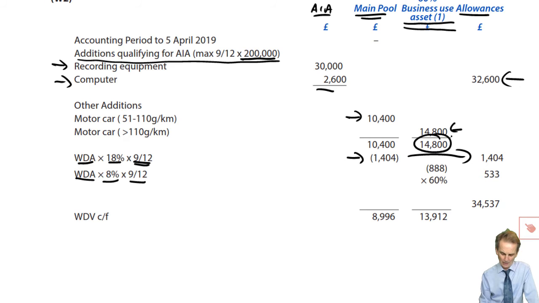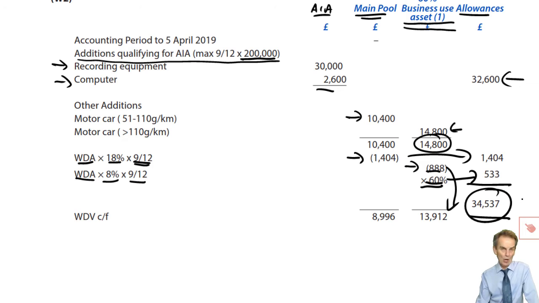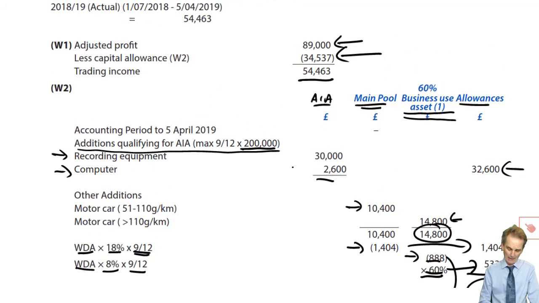Work that through based on 14,800. Hopefully that's all the 8s there, 888. That figure is deducted in then deriving the tax written down value to carry forward. But of that 888, we only get to claim the business use proportion, which is 60%, and that is the figure that then goes into the allowances column to give us, hopefully, numbers permitting there, the correct capital allowances for the period. And in that way, having got the capital allowances, it feeds back.